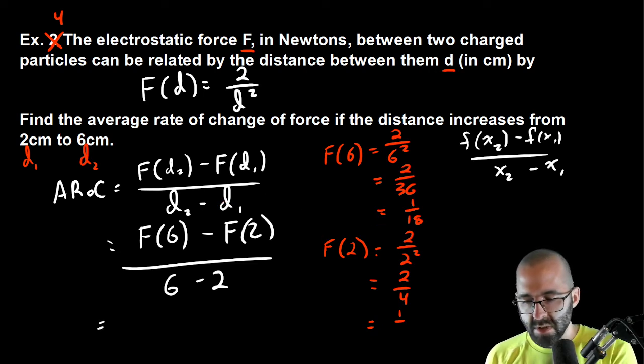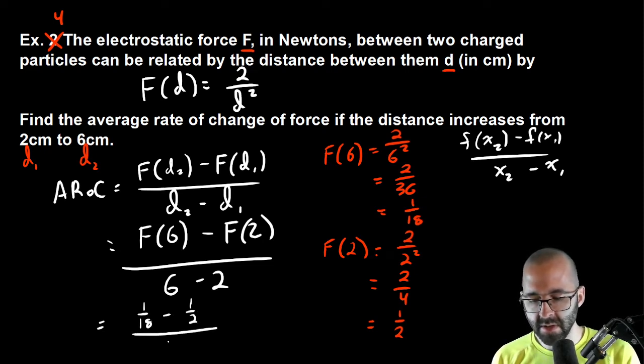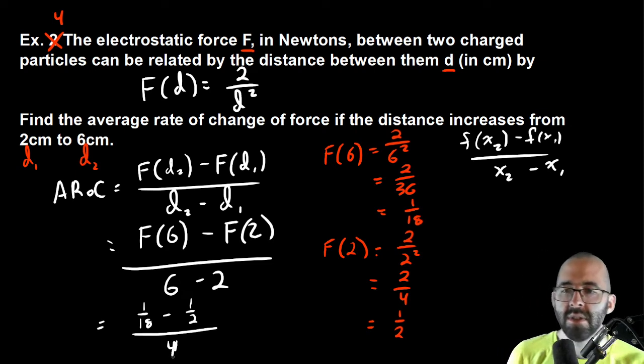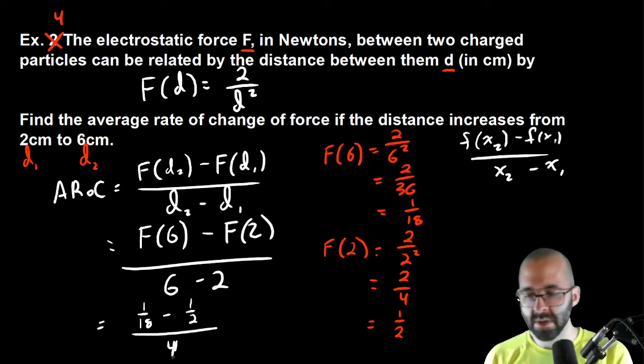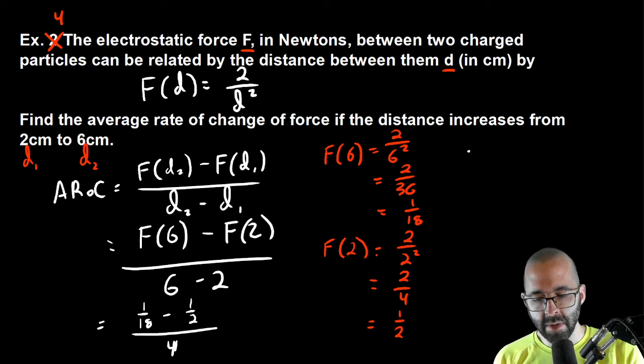F of 6, oops, I erased too many things. F of 6 is 1 over 18. F of 2 was 1/2. Denominator is 4. You might have to use a calculator here or do something else. But either way, that's going to be 1/18 minus 9/18.